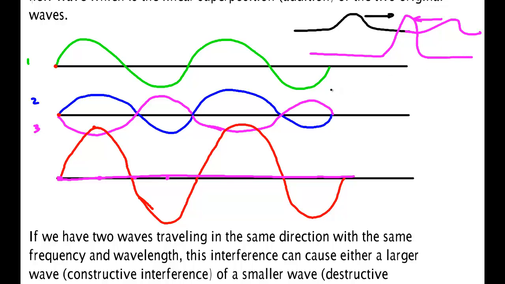But then sometime later, the wave that came from the right will continue on its way, and the wave from the left will continue to the right as if they never interacted in any way. So the waves are completely independent, and they can even pass through each other.